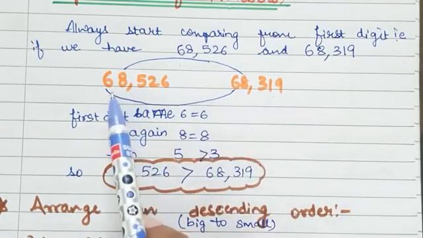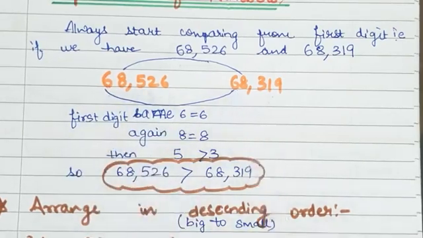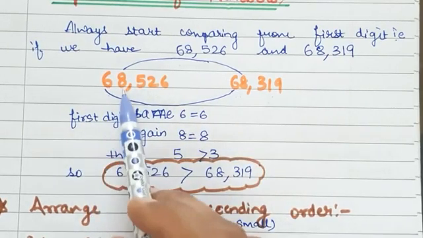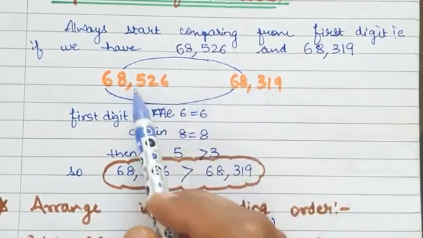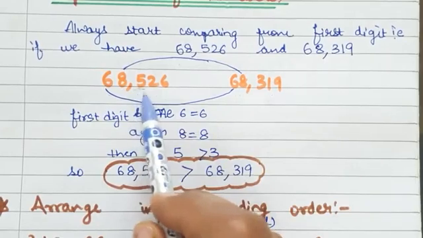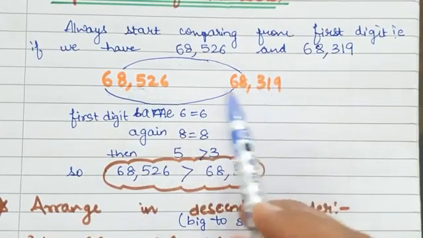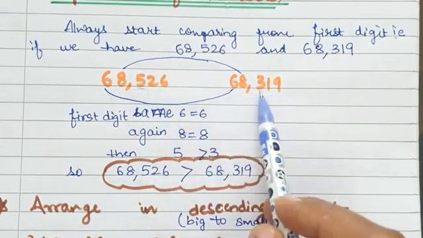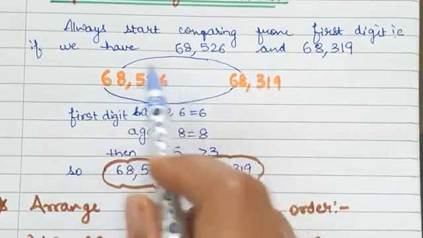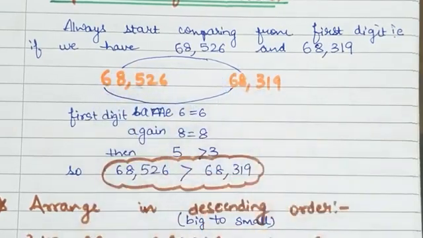So now see here, in this example, these two numbers have the same number of digits. So let us start comparing. 6, here is also 6. Then the second digit is 8, here also 8. Then the third digit is 5 here. Here it is 3. So we know that 5 is greater than 3. So it means this whole number is greater than this number.